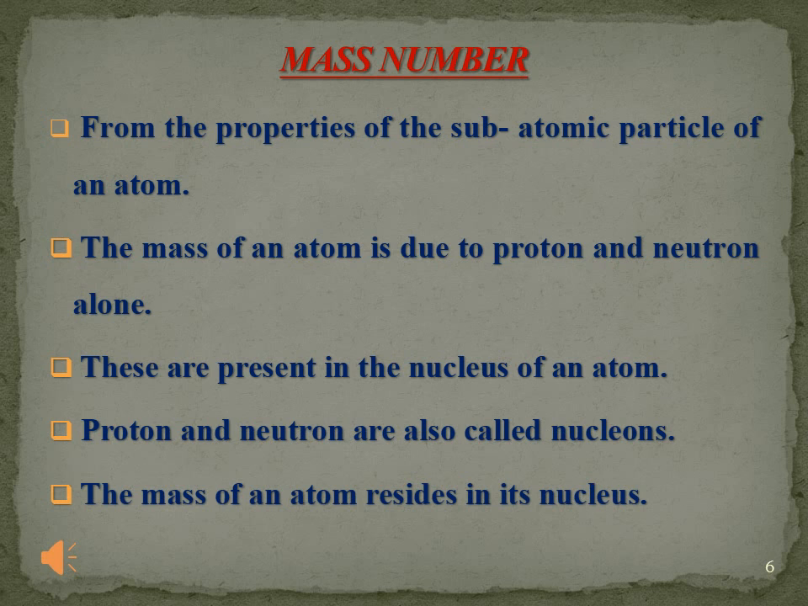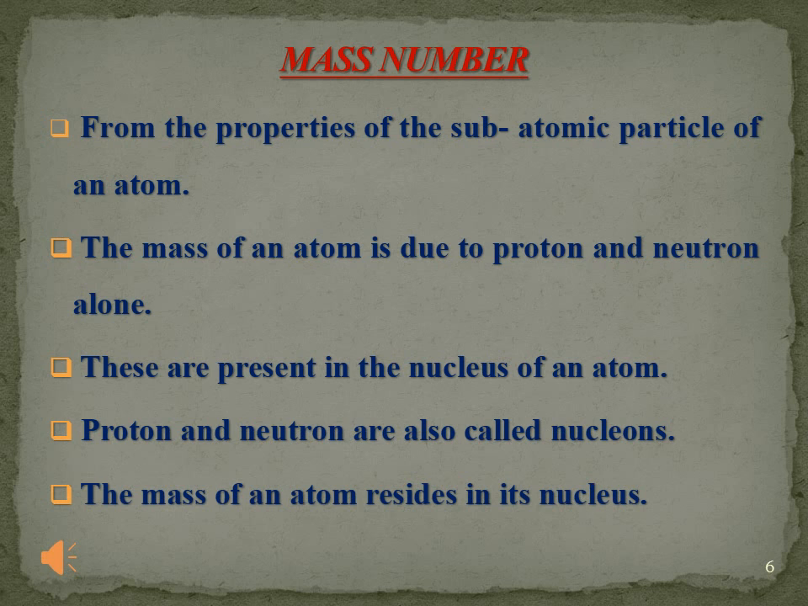Now we understand the concept of mass number. As we know from the properties of subatomic particles of an atom, we can say that the mass of an atom is due to the protons and neutrons alone, and these are present in the nucleus of an atom.